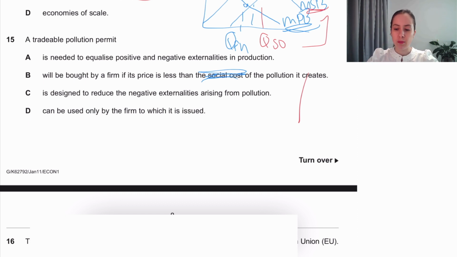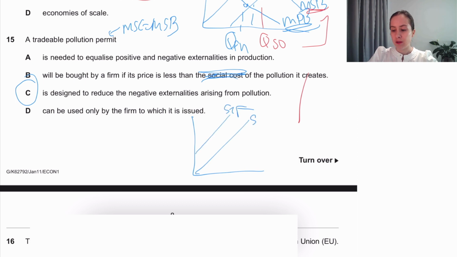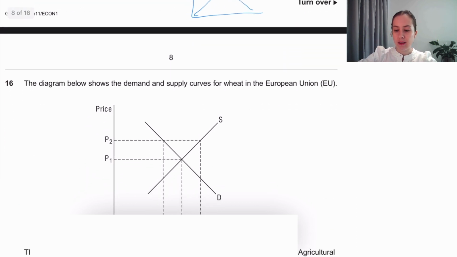No, a pollution permit is designed to make MSC equal MSB to reach the social optimum quantity, but it doesn't necessarily need to have any positive externalities. It's designed to reduce the negative externalities arising from pollution. That's it. Why? Because it's going to encourage polluting firms to pay higher prices, so they will pollute less. They'll shift the supply curve left because they've had to pay this higher price. As a result, they will end up producing less, so they will have less negative externalities.